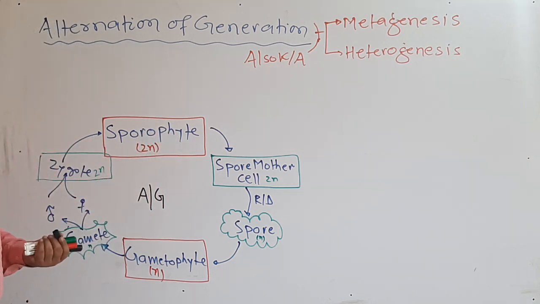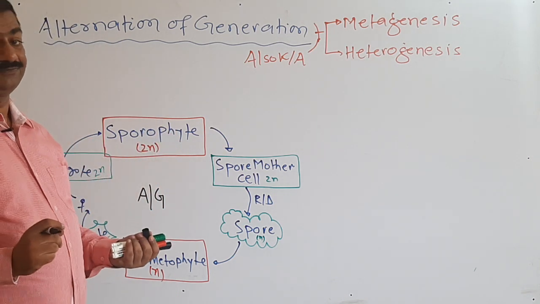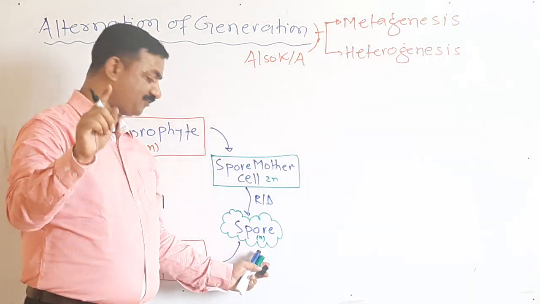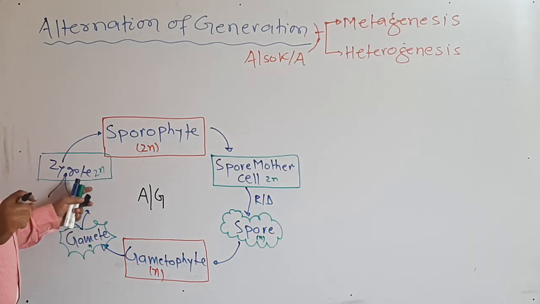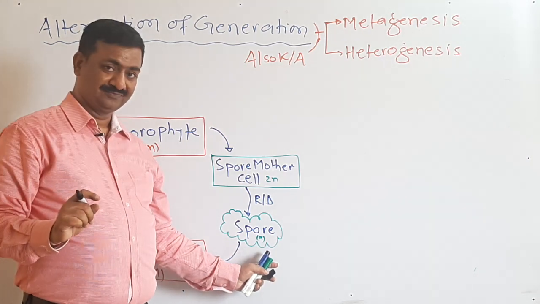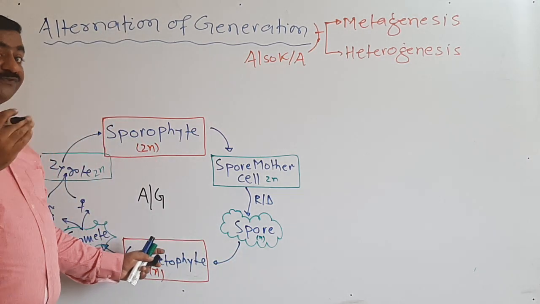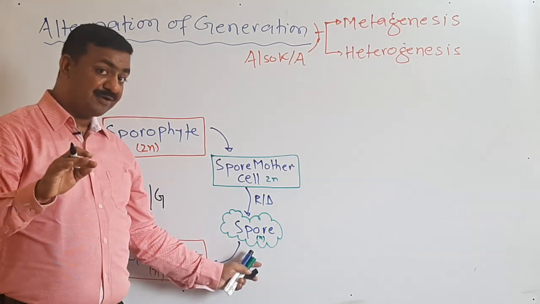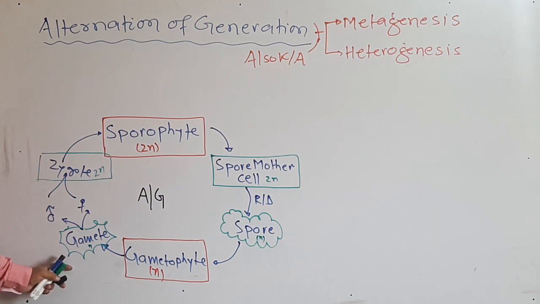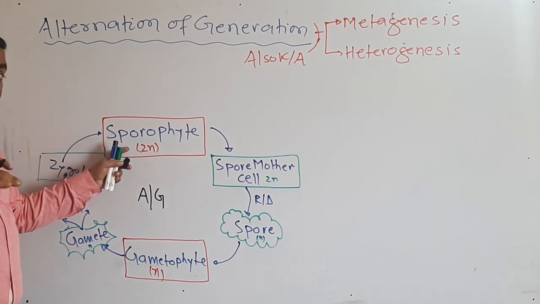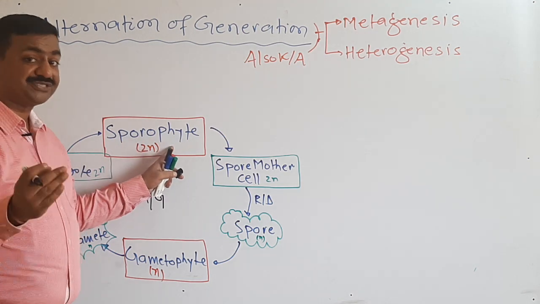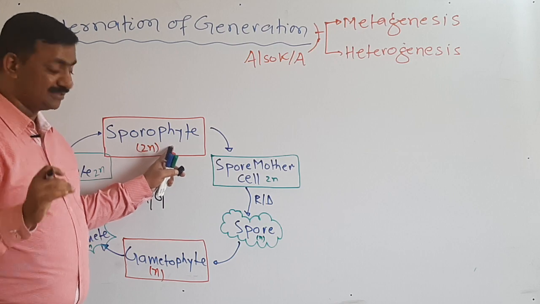Alternation of generation. Now try to locate. A question will come regarding spore. First cell of sporophyte, yes, zygote. First cell of gametophyte, yes, spore. Gametophyte develops from spore. Gametophyte produces, yes, gamete. Similarly, sporophyte develops from, yes, zygote. A sporophyte produces spores after reduction or meiosis.